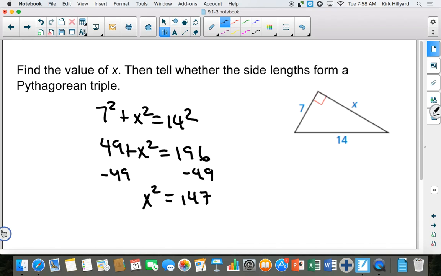Yeah, I got 147. So then when you square root that, 147 does not simplify nicely, so if they want an exact answer, then you would leave it like this. If they want a decimal, you'd put it in your calculator, and you'll see that it's going to equal 12.12. And you have to look at your numbers and say, well, does that make sense? And I would say yes, it does, because 12 is less than 14. The two legs have to be less than the hypotenuse. So yes, that answer makes sense.